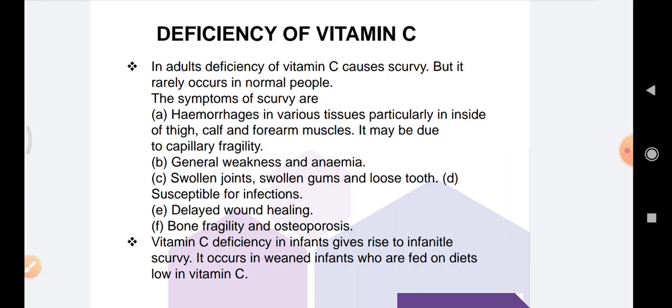General weakness and anemia, swollen joints, swollen gums and loose tooth. Susceptible for infections. Delayed wound healing and bone fragility and osteoporosis. All of these are the symptoms of scurvy. Vitamin C deficiency in infants gives rise to infantile scurvy, and it occurs in the weaned infants who are fed on diets low in vitamin C.